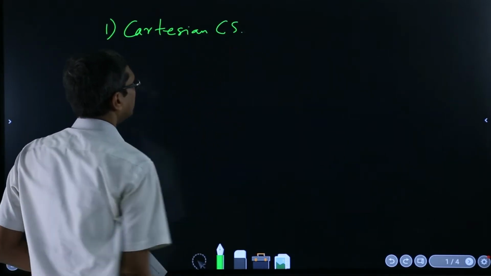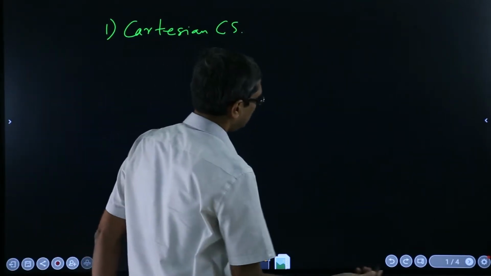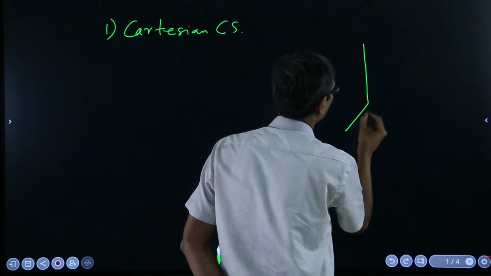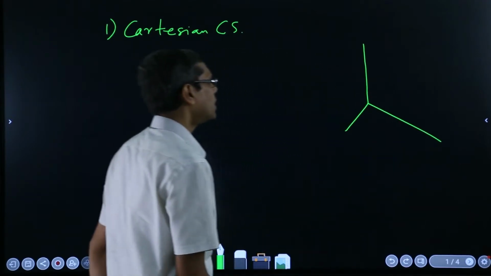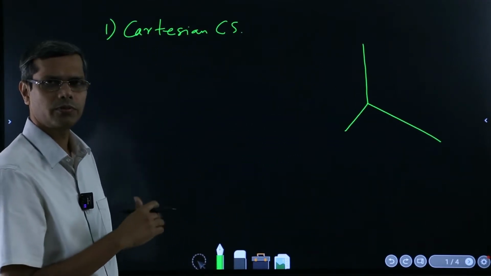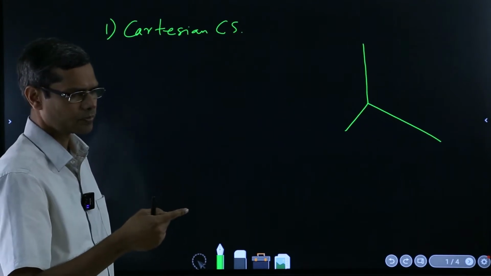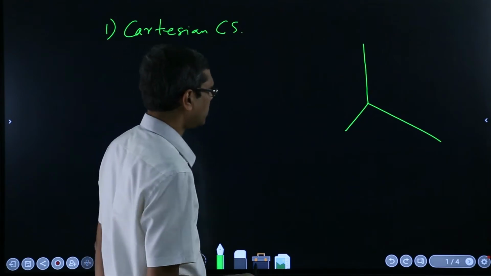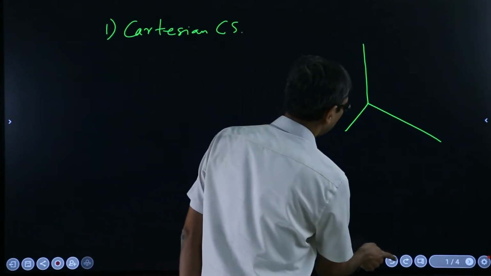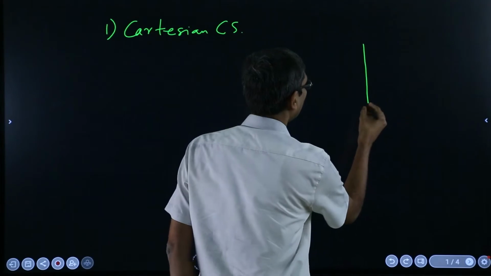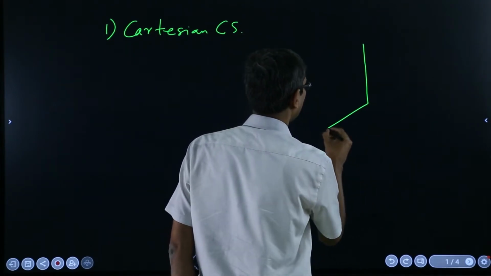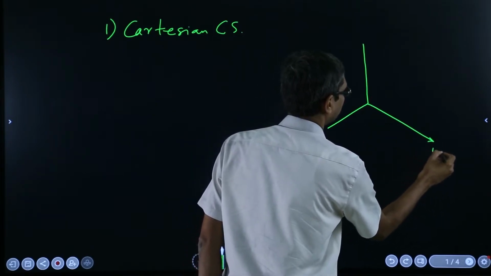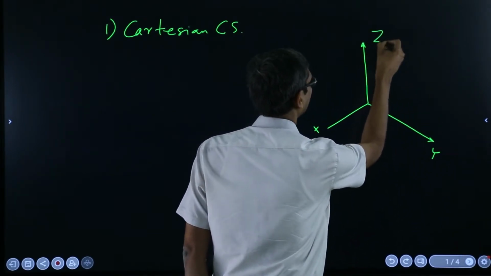coordinate system. Now, this is the simplest one, and all of us know how they look, but I am describing them so that the concepts which we will discuss here will be taken into the spherical and the cylindrical coordinate systems. Okay. So, that is why I am just trying to draw it here. Say this is the x axis, this is the y axis, and this is z.